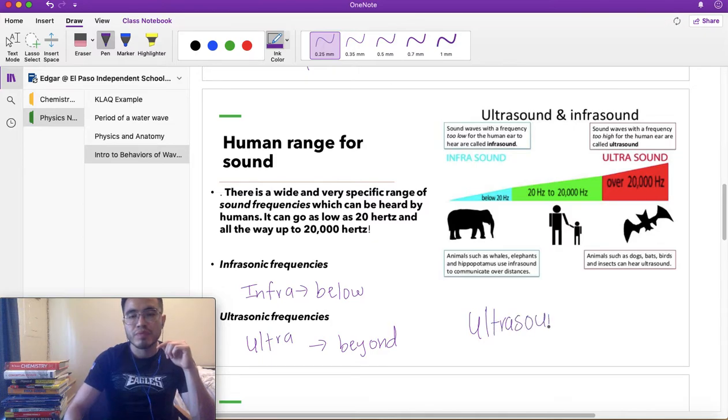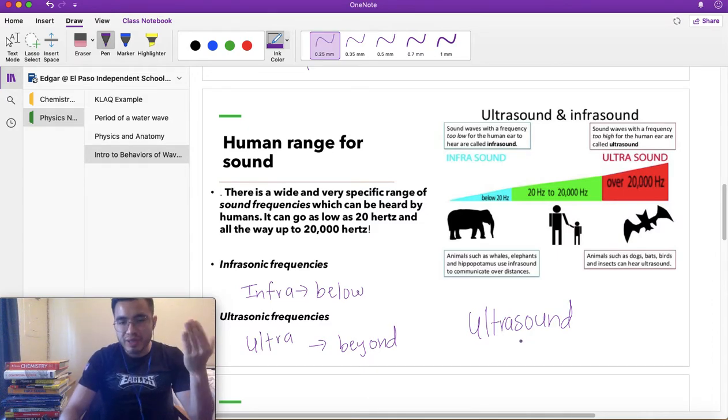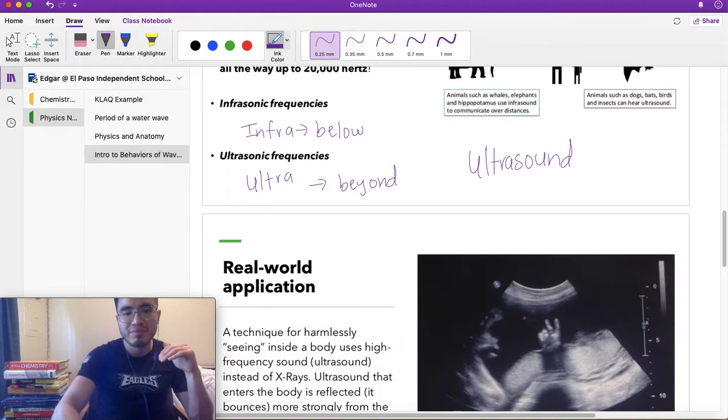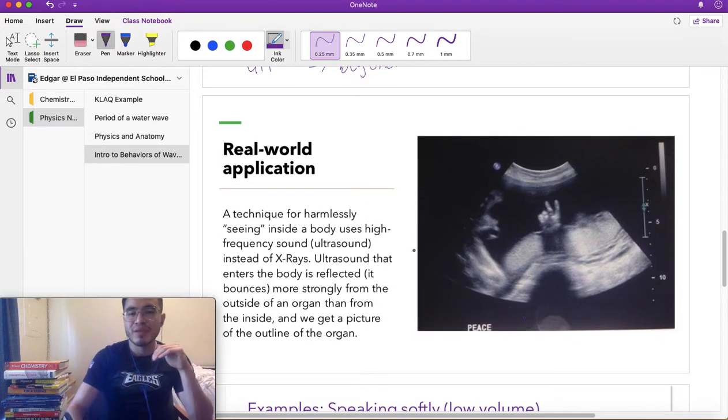Ultrasound. And yes, this is where the ultrasounds in the medical field come from, physics. And we're going to cover this more in depth when we study reflection and refraction. But I just have a picture over here of an ultrasound, or an image, better said.